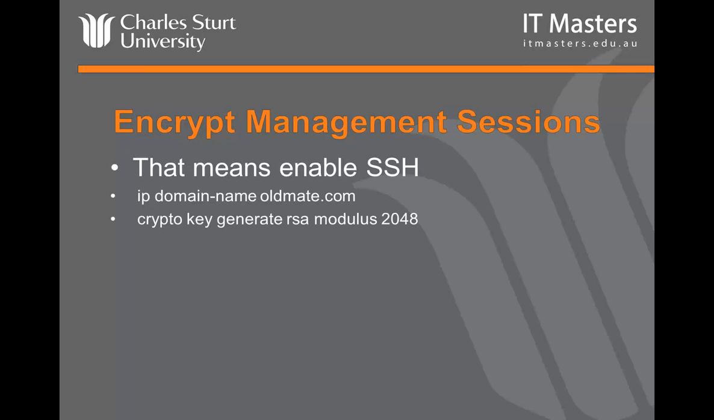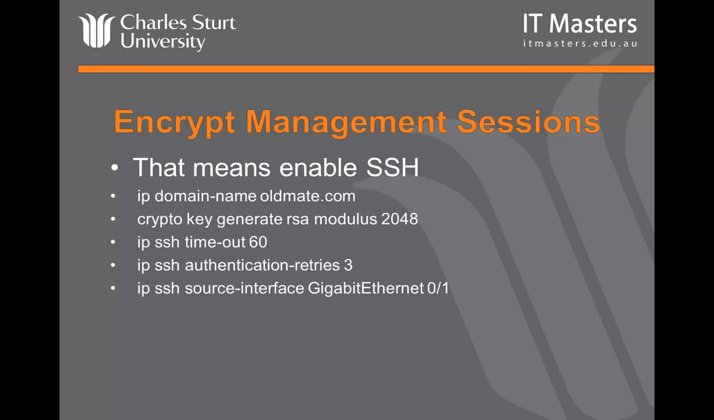Okay, so there are a range of bit lengths that you can use there. We'll look at that later on as we go further into the course. You'll see that when we start doing the crypto and the VPN later on. SSH timeout, so 60 minutes. SSH authentication retries, you get 3 chances to jump in, otherwise, no. Source interface, gigabit Ethernet 0/1, so that's where it's going to be coming from, okay?